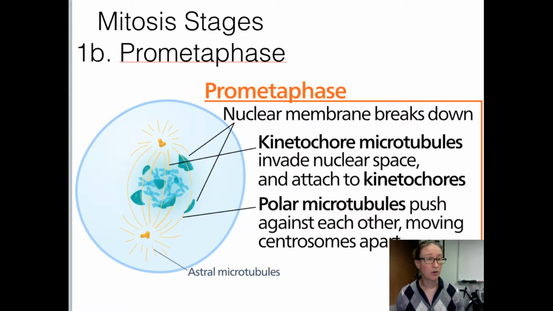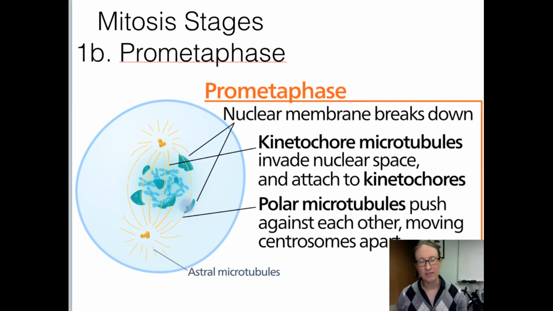So that leads us to pro-metaphase. I told you there was an extra step thrown in. So at pro-metaphase, the nuclear membrane starts to break down. So the nuclear envelope is going to come into pieces. And at that point, those kinetochore microtubules can now start to invade the space in the nucleus and can start to attach to the kinetochores, right? So they're originating from these centrosomes. They're going to grow out, and they're going to grow into the nucleus and hook up to the chromosomes.